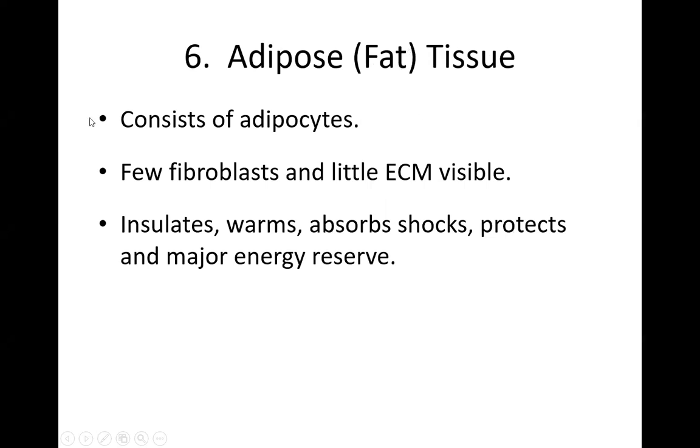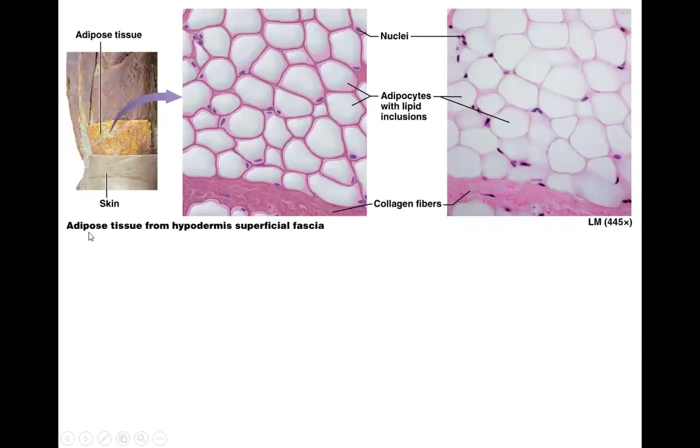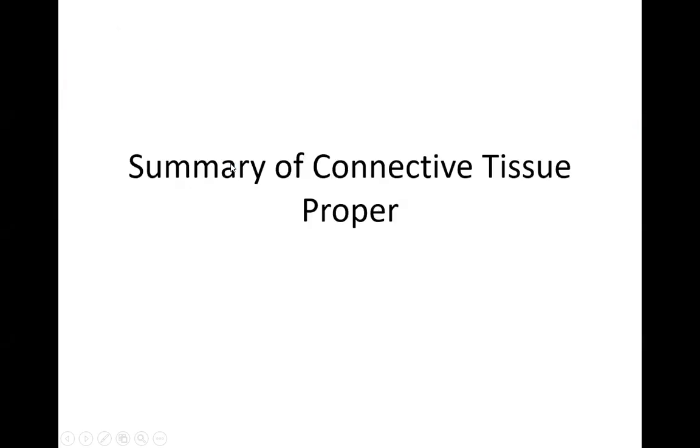Adipose or fat tissue consists of adipocytes, and there are few fibroblasts and little extracellular matrix visible. It insulates, warms, absorbs shocks and protects, and is the major energy reserve. So this is adipose tissue from the hypodermis in the superficial fascia.